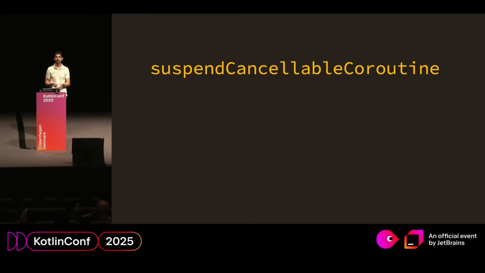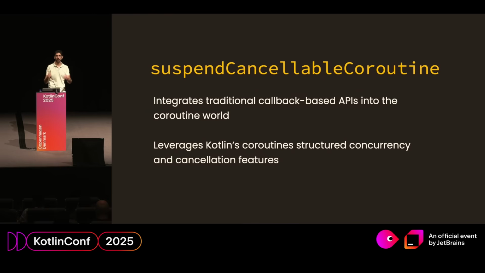We start with suspendCancellableCoroutine. This is an API that is going to allow us to jump into the coroutines world and create a suspend function. So for example, a very typical use case is you have a callback-based API, and then you can make it sequential with coroutines. And the good thing about this particular API is that it's going to automatically leverage the structured concurrency from Kotlin coroutines, right? So it's going to propagate errors properly, and the cancellation is also going to be propagated as expected.